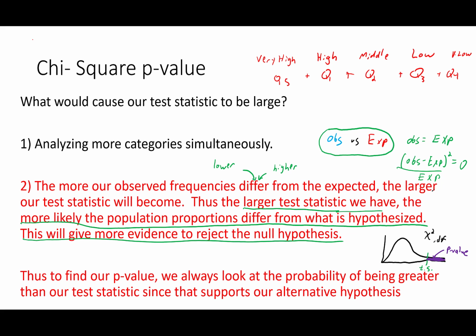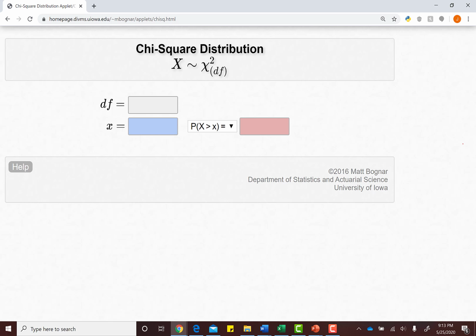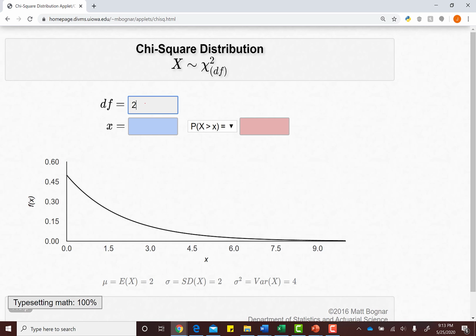Let's find our p-value from this problem. Here we have our chi-squared distribution calculator. And notice it doesn't show the shape of your distribution yet because we don't know the degrees of freedom. For our problem, we had high, middle, and low income families. So our groups was 3 minus 1. We should have 2 degrees of freedom. Our test statistic, if we remember, was 15.17. And we'll hit enter.